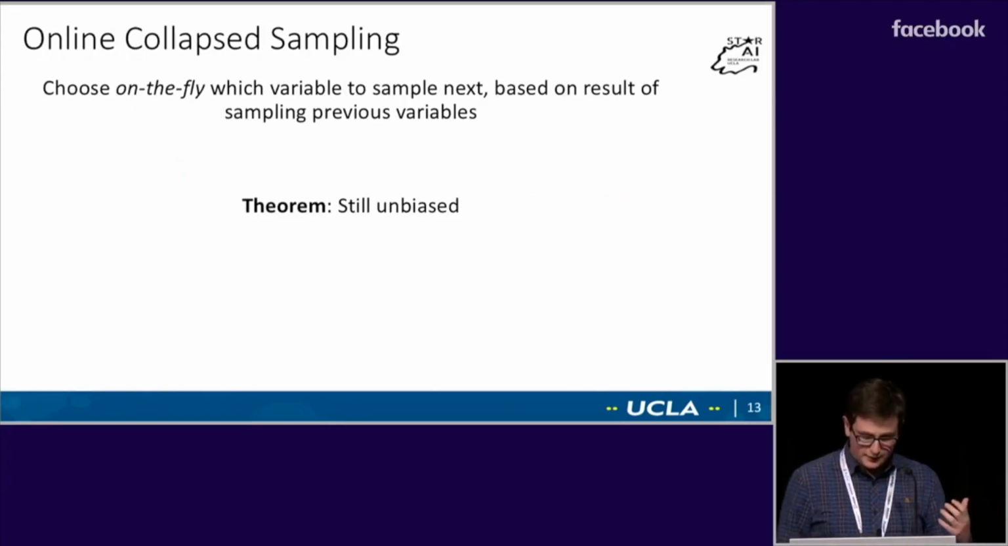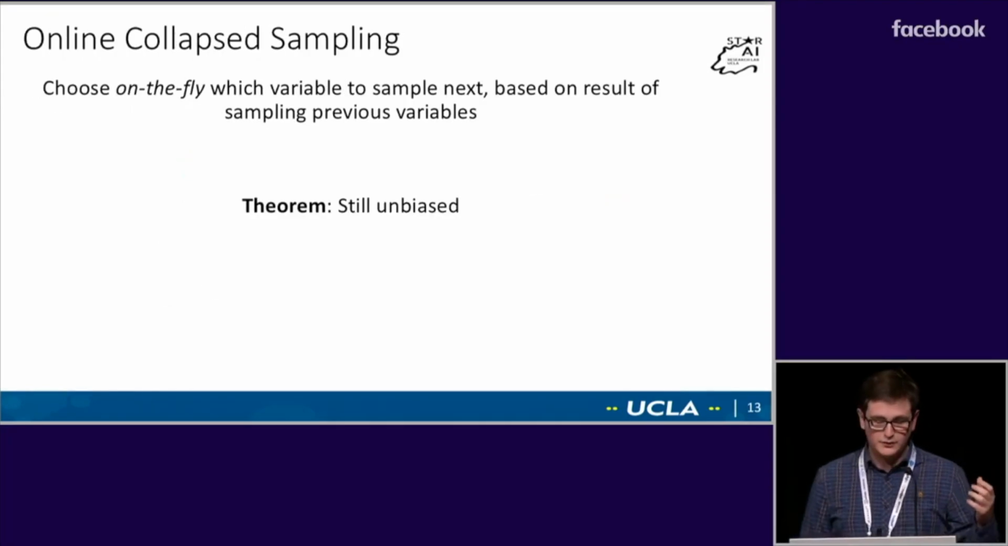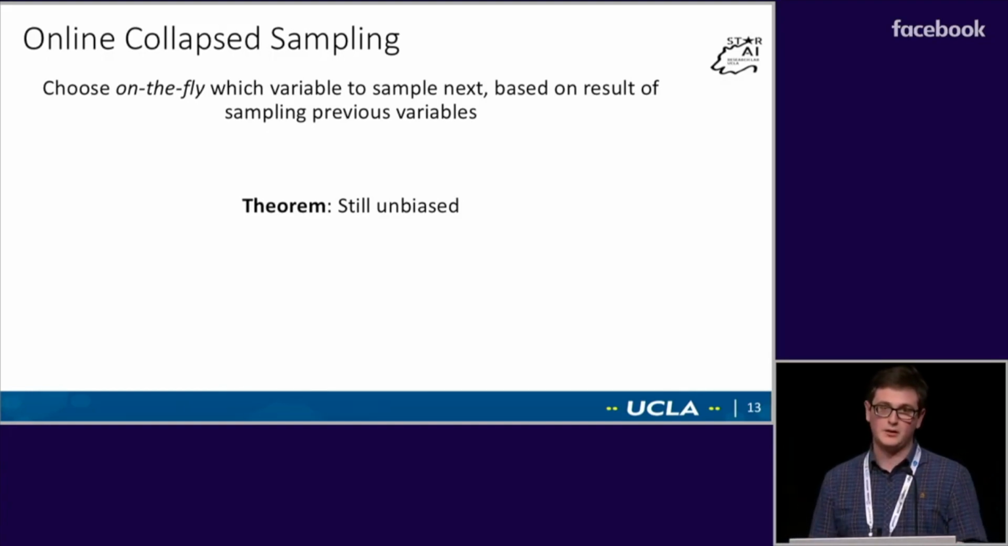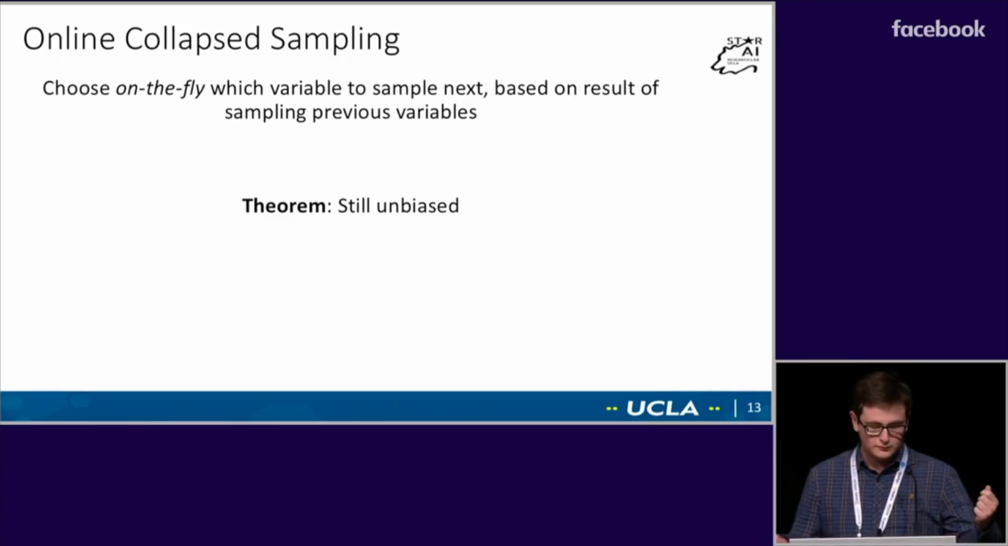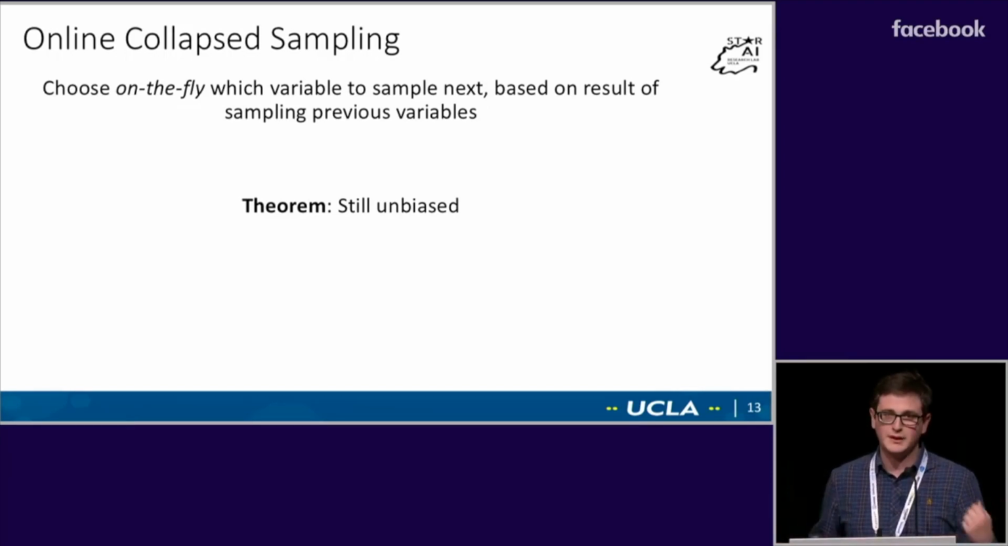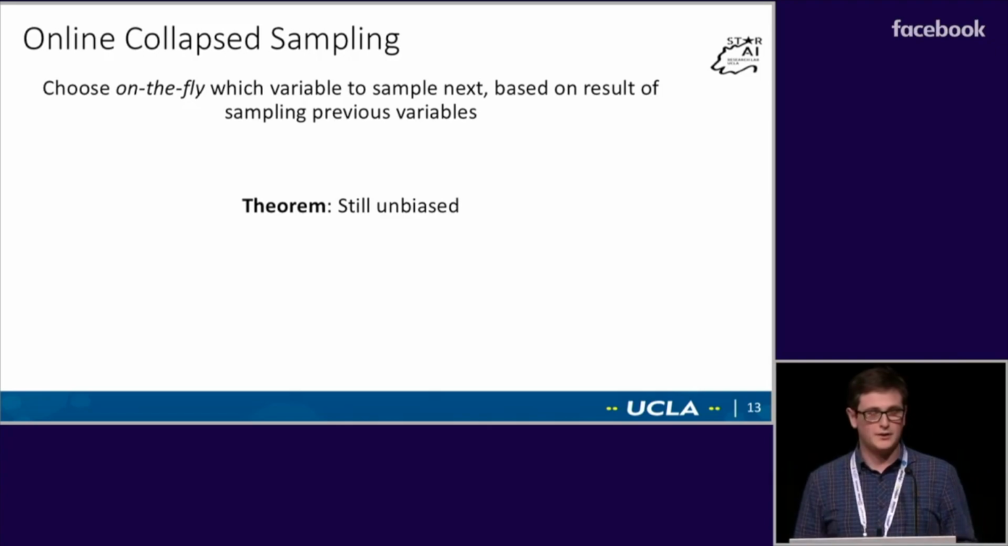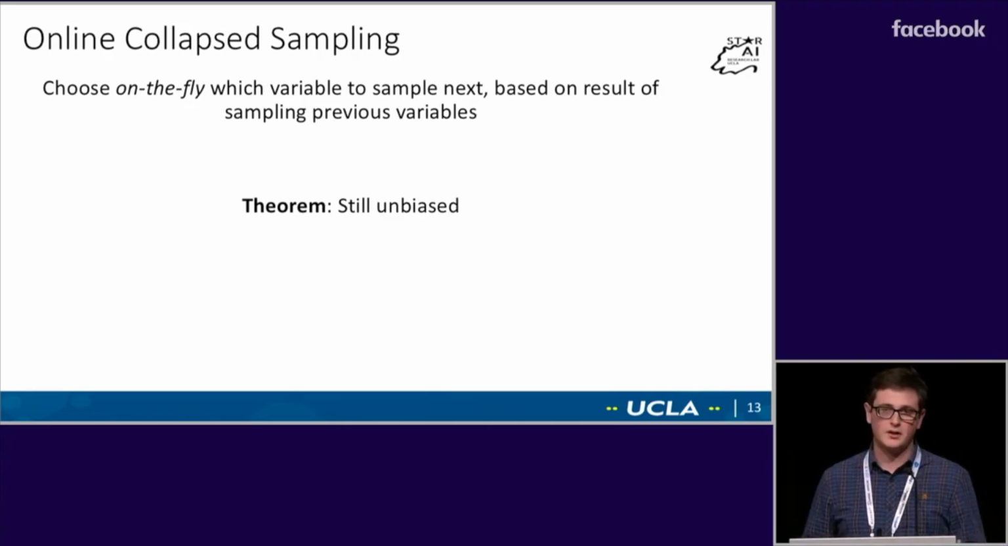So what we'd really like to do is an on-the-fly selection and say that, based on the result of sampling those previous variables, now we get to pick, right? So in our previous example, we'd like to be able to choose which variables to sample once we know what the friendships are. And we call this online collapse sampling. And we have a theorem in our paper that shows that you'll still get an unbiased estimator doing this.